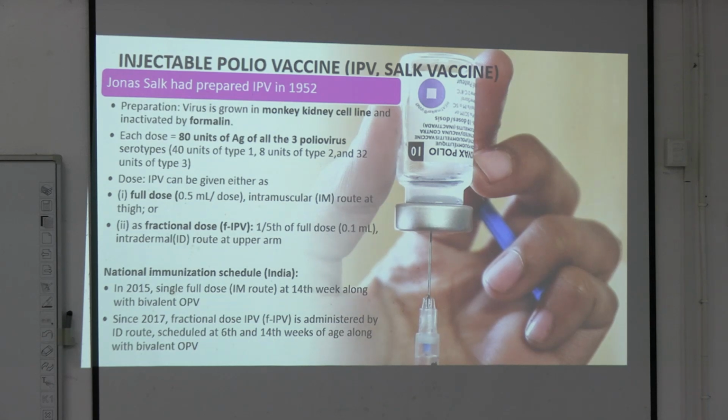If you see a mass scale fractional IPV যদি দেওয়া হয়, so you can see how much vaccine you are saving for the entire population, right? In the National Immunization Schedule of India, there is a policy that in 2015 it was implemented. Single full dose of IM route was given at 14th week, along with 2 oral polio dose of bivalent OPV. 2017 এ কি হলো, এই সিঙ্গেল ফুল ডোজটাকে তুলে নিয়ে কি করলো, ফ্র্যাকশনাল IPV দেওয়া হলো at 6th and 14th week of age, along with the bivalent OPV. কেন করা হলো, রিজনটা আমি বললাম, the immune response is good, there is a significant cost reduction.